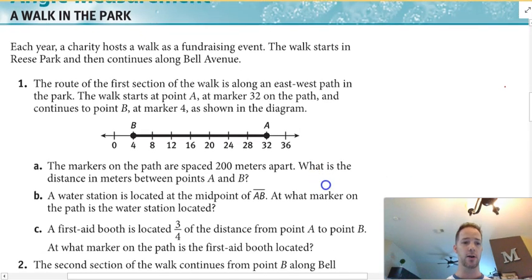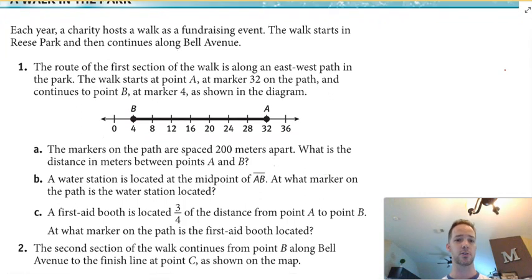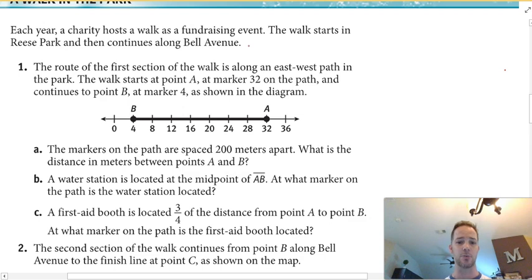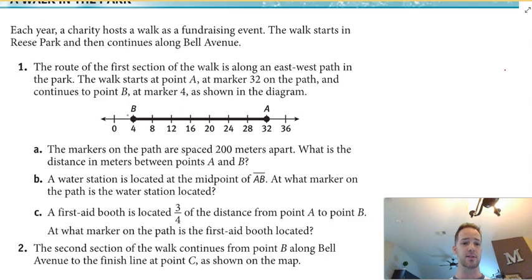So for here, we have an event. Charity hosts a fundraiser event. The walk starts in Reese Park and then continues along Bell Avenue. The route for the first section of the walk is along the east-west path. So they're starting in the east and going west. It starts at A, at the 32 marker on the path, and will continue to point B at the marker 4, shown on the diagram. So questions A, B, and C all pertain to this diagram. Let's make sure that we are able to answer these.